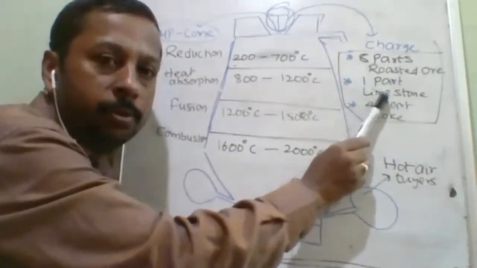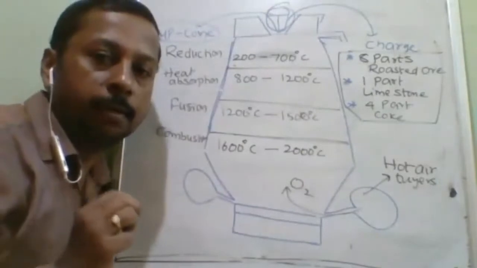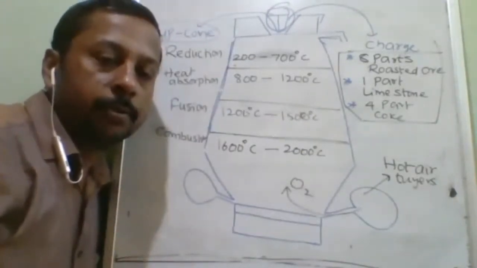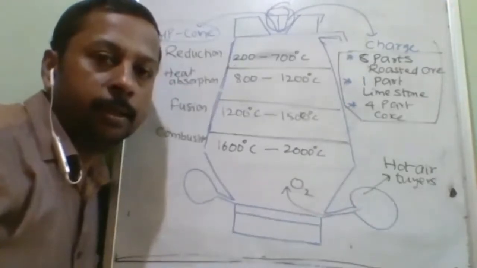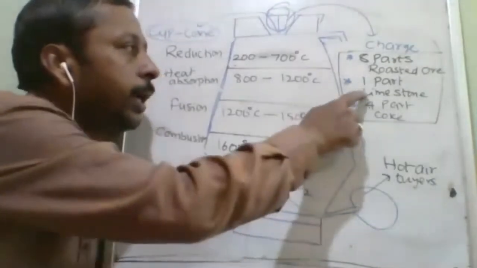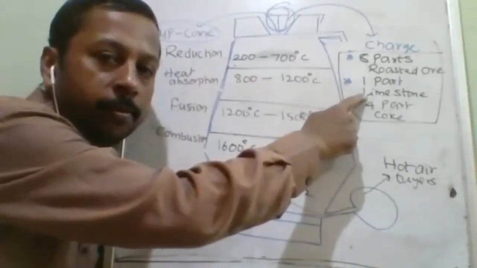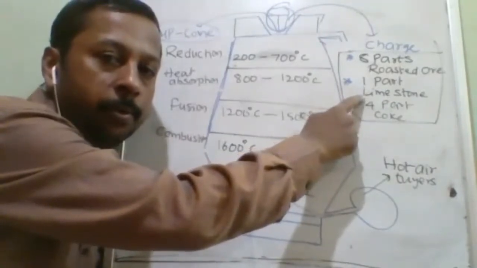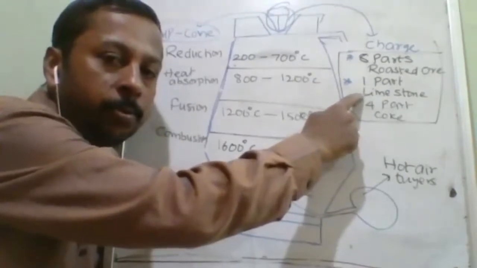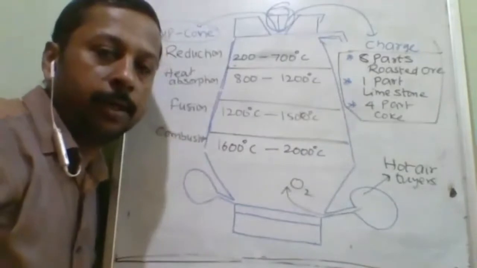And what is limestone? Here limestone acts in two ways. It provides carbon dioxide and it will provide another thing called flux. Okay, what is the flux? I will explain, don't worry. Limestone will provide you carbon dioxide and the flux CaO. CaO is provided by the limestone and CO2 is also provided. What is the purpose of CO2? That also I will explain. What is the purpose of CaO? That also I will explain.